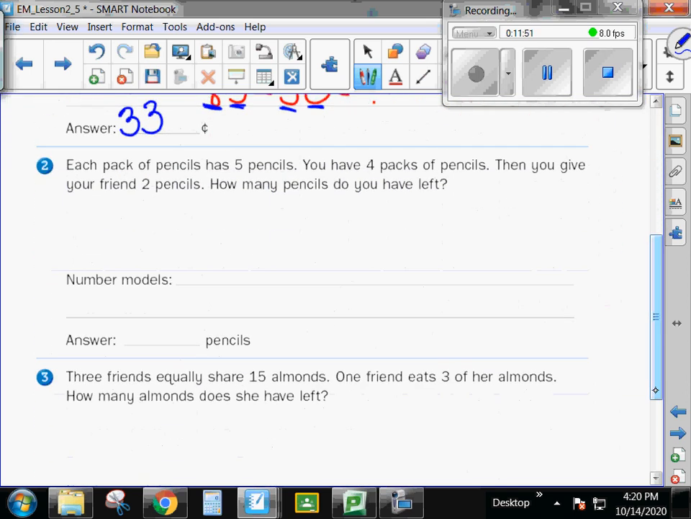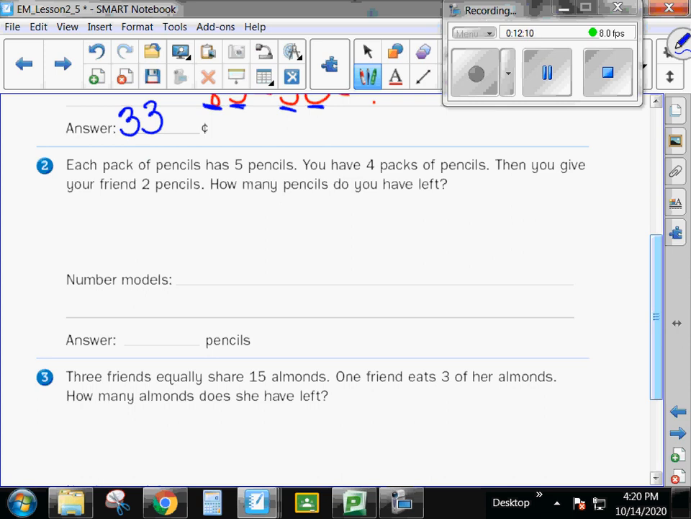All right, looking at number 2. Now you should have already done this problem. If you didn't already do it, pause the video. There's no sense in just watching me do problems. First, you need to really give it a good try to solve this on your own.